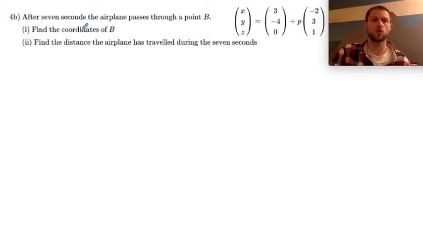And if I want to find the coordinates of point B, all I need to think about is what 7 seconds means. And 7 seconds is when this P equals 7. So let's figure that out.